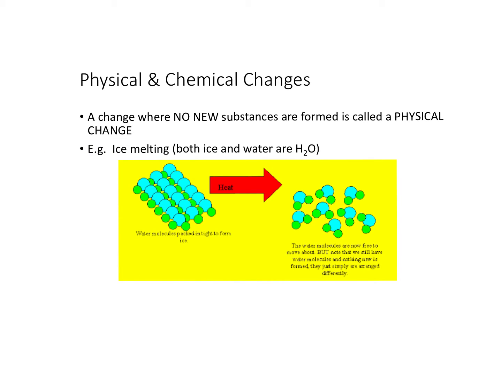So just as a quick review, there are 2 types of changes: physical changes and chemical changes. A physical change is where no new substance is formed. So things like melting water, so going from ice to water, that's a change of state, but there's no new substance. Water is still water, it's just in a different state.